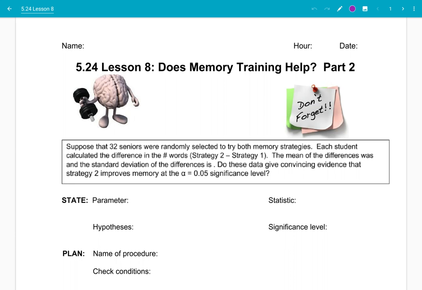Okay, guys, we are on part 2 of our memory training. Remember, the last lesson did the confidence interval for paired differences, and this one is going to do the hypothesis test. It's your last lesson. Yay!